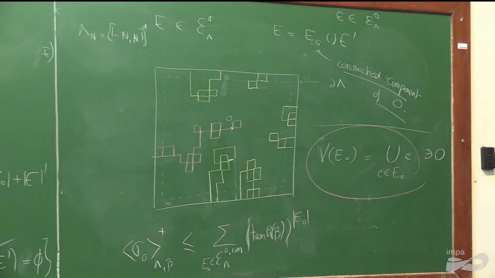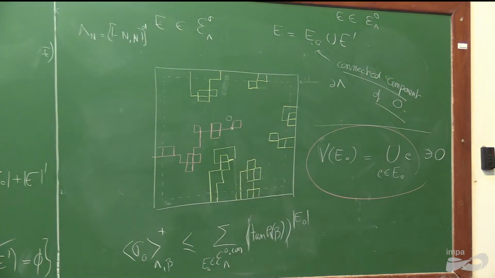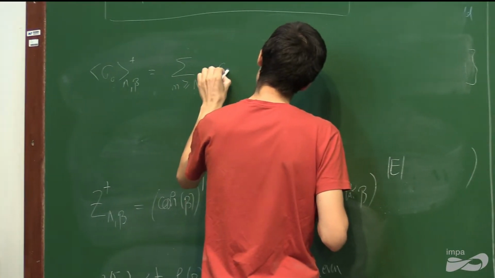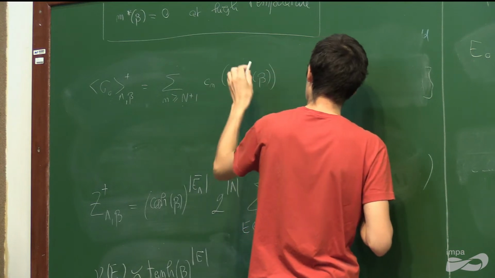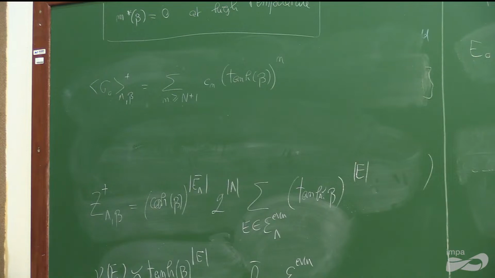So let's be rough, but not too rough. Okay, this restriction on the degrees, let me write something, and then I will define the terms later. So this is smaller than the sum over n larger than n plus 1 of Cn tangent hyperbolic beta to the power n. So n is the number of edges I have in E0, and I know that it's larger than n plus 1.